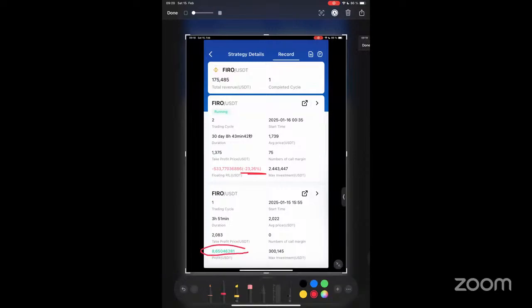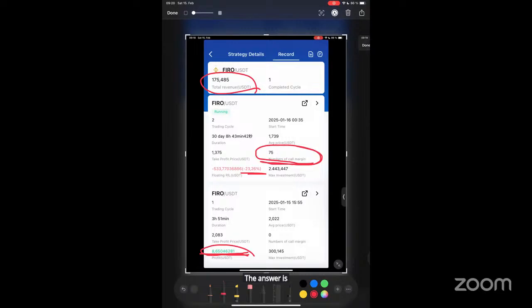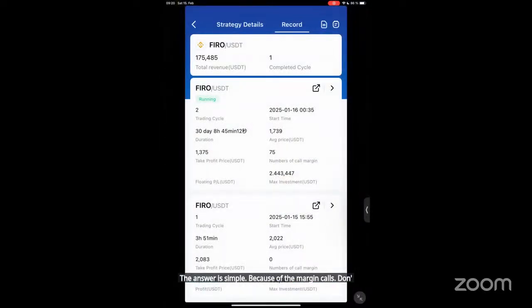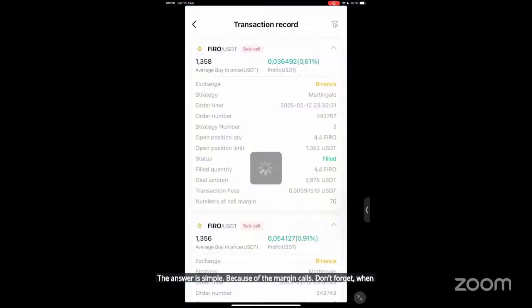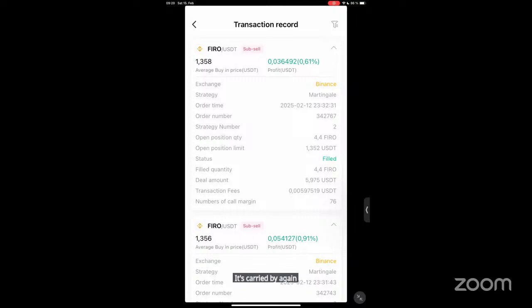Now, someone will be like, calculate it, make it make sense for me. Because how can 8.65 profit now become 175? The answer is simple, because of the margin calls. Don't forget, when a trade sells, it can rebuy again. That position can rebuy again at another time. Okay.